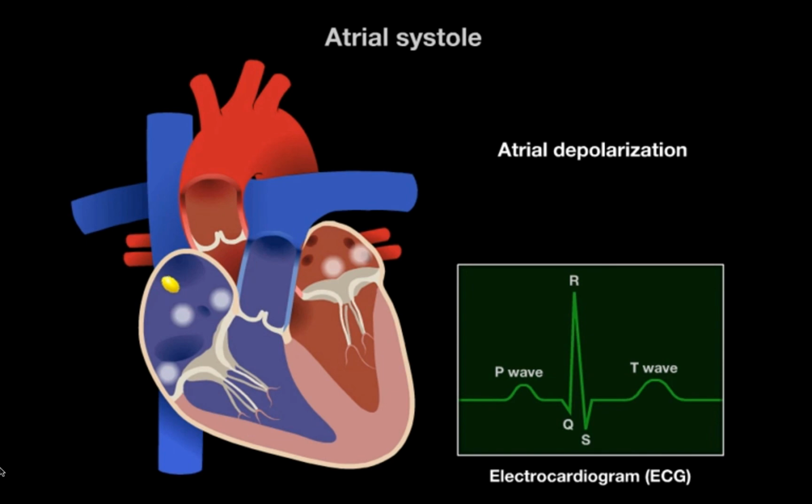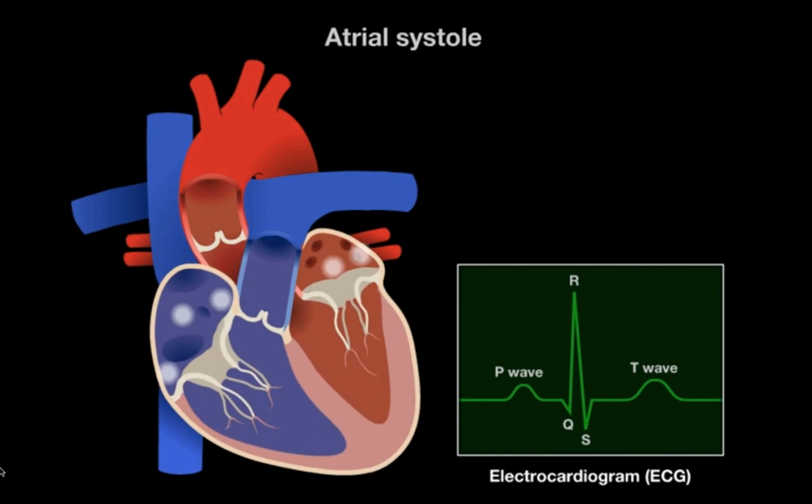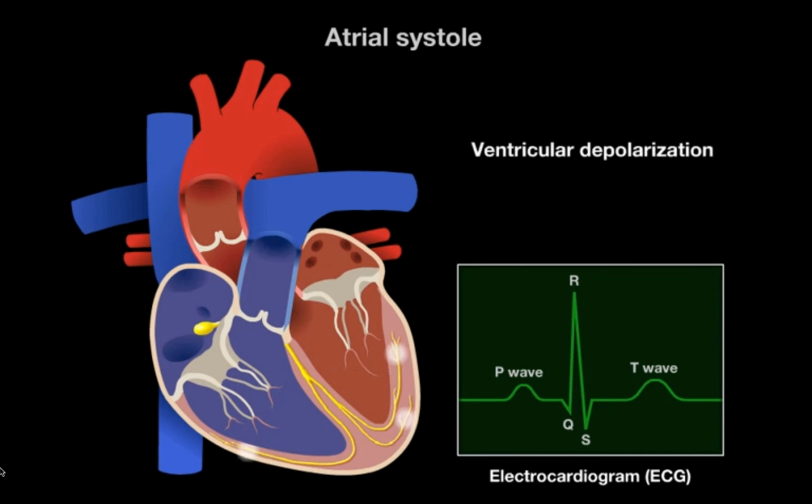The spread of action potentials results in atrial depolarization, which is represented by the P wave on the electrocardiogram, or ECG. Atrial depolarization leads to contraction, or systole. Atrial systole is represented by the PQ segment on the ECG. Near the end of atrial systole, impulses from the SA node reach the AV node. Impulses spread from the AV node along the branches of the atrioventricular bundle to the Purkinje fibers in the walls of the ventricles.